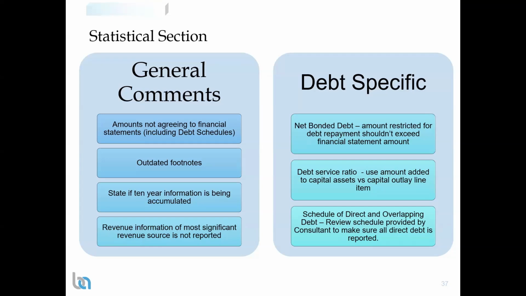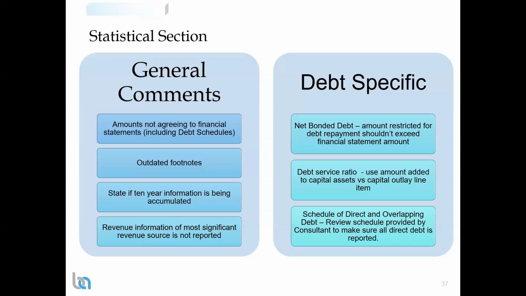Revenue information of the most significant revenue source is not reported. Generally, for cities, you're going to put your property tax, sales tax. Those are usually your go-to most significant revenues. But we have a city near Santa Barbara County, and their largest revenue is transient occupancy taxes. So where you have the town of Yountville, their largest revenue is transient occupancy tax. So it's inappropriate to disclose your property tax and sales tax when those are only your maybe third or fourth largest revenues, but then TOT revenue you're just completely not mentioning at all.